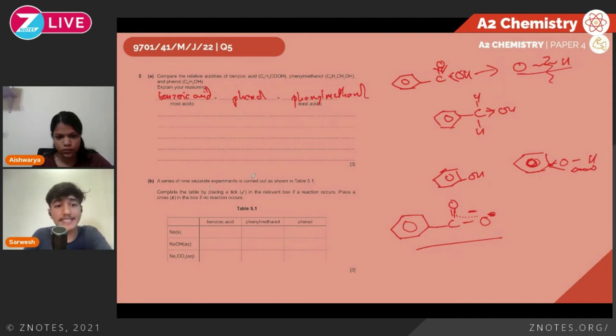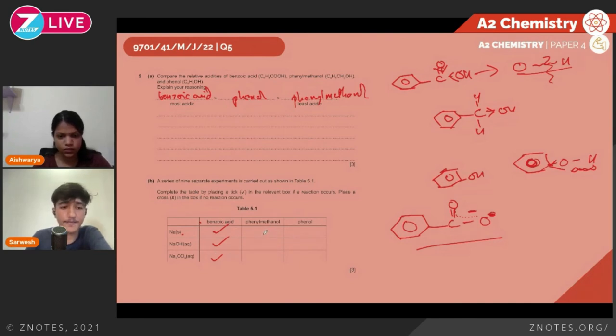A series of 9 separate experiments is carried out as shown in table 5.1. Complete the table by placing a tick in the relevant box if a reaction occurs. Place a cross in the box if no reaction occurs. Okay, so sodium, acid-metal reaction, hydrogen formed, it fizzes. Okay, reaction occurs. Acid-metal always reacts. NaOH, benzoic acid. Okay, it reacts. Na2CO3, benzoic acid. Yep. An acid and a carbonate react to form carbon dioxide. So all of these react.